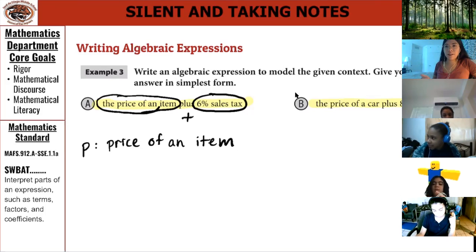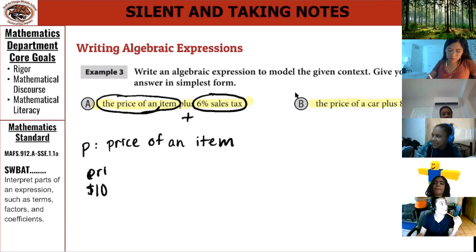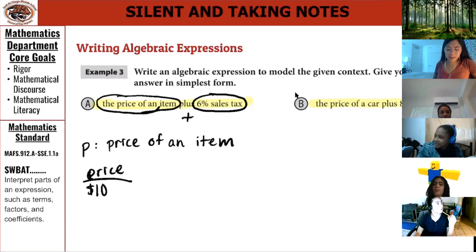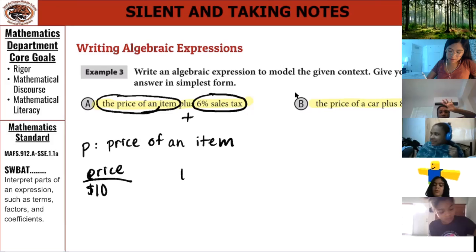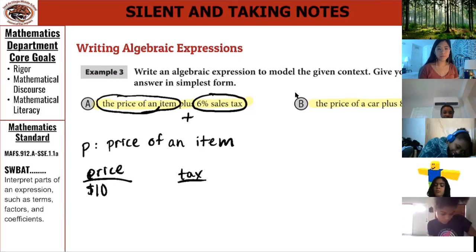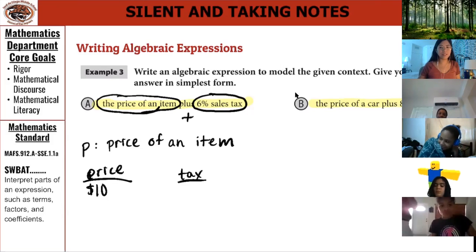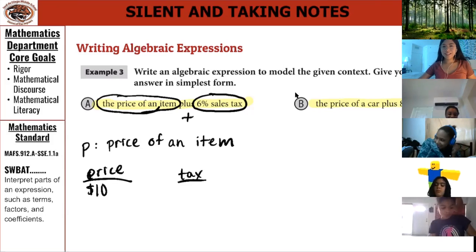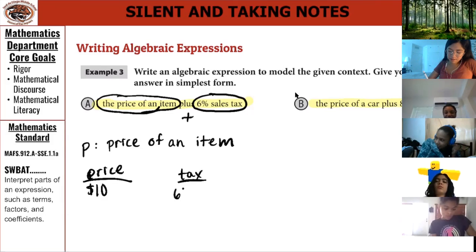So let's just think of a scenario. Let's say I have a toy that costs $10. That's the price, right? Price is $10. The tax is 6% of that. I've learned this in Miss Sneed's class. You have to put like 100% down there. Yeah, you're on the right track. So the sales tax is 6% of $10.